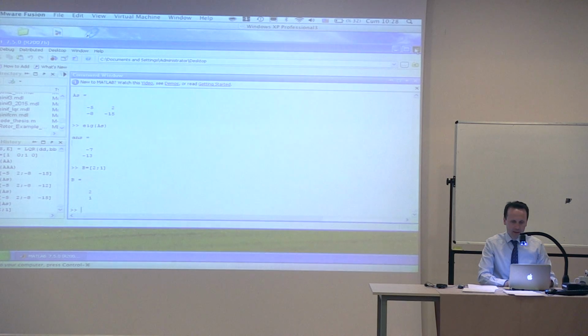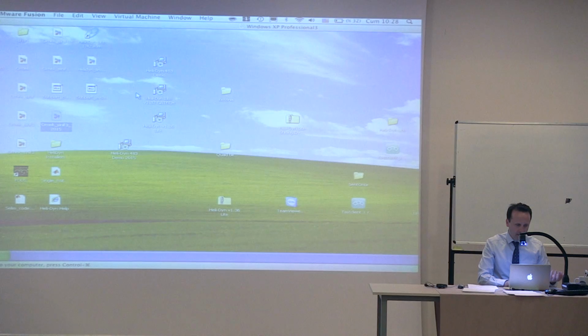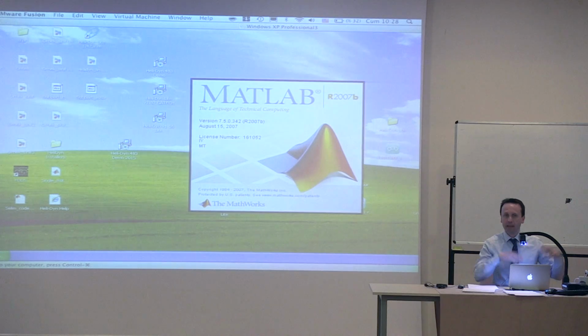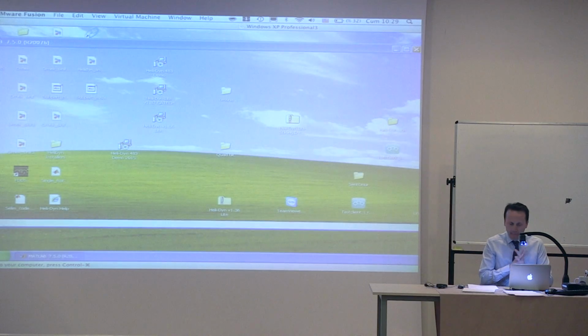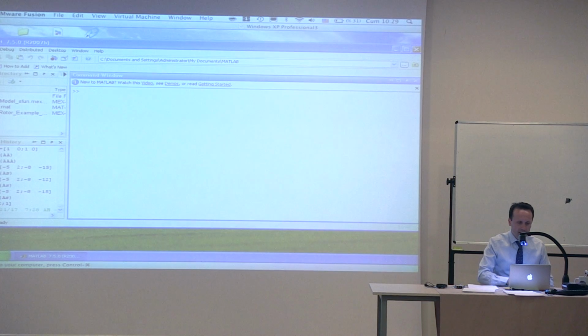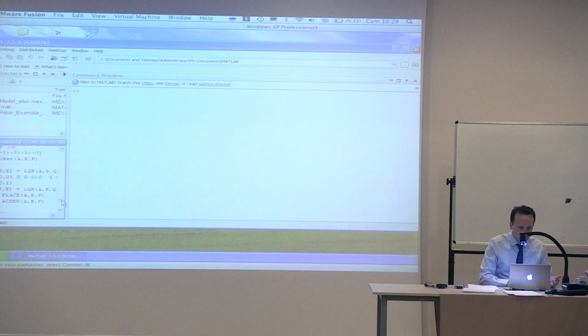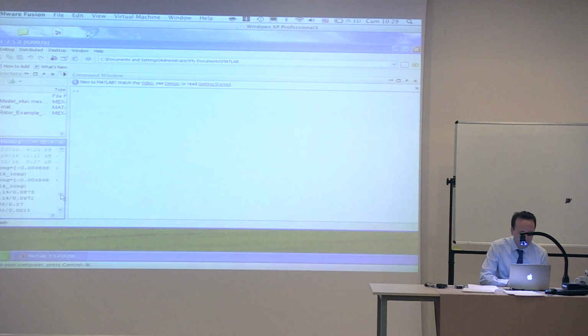All right? So let me start from the beginning then. Matlab Simulink looks like this. You double click on this, and Matlab will start. It has a lot of great features. One of them is to calculate the eigenvalues.